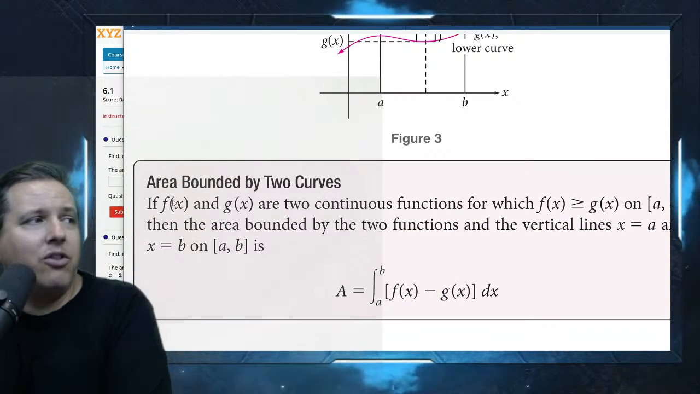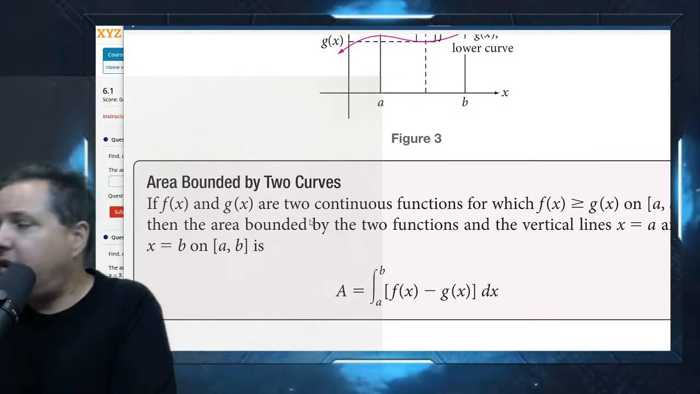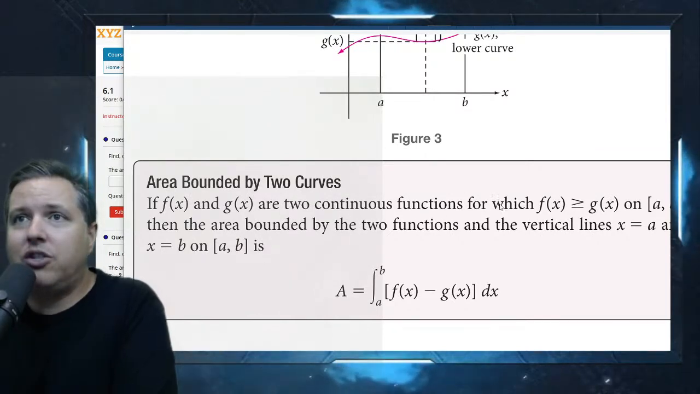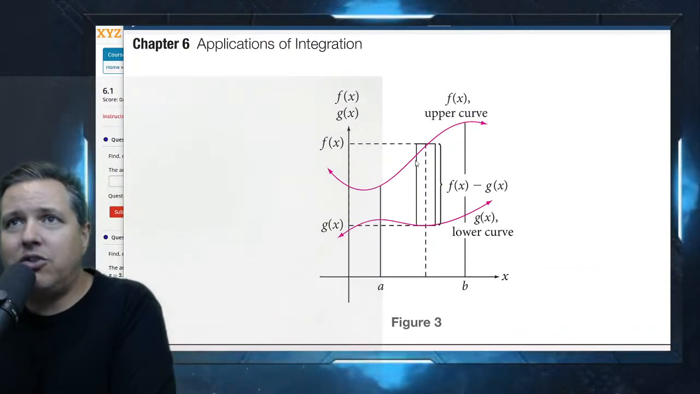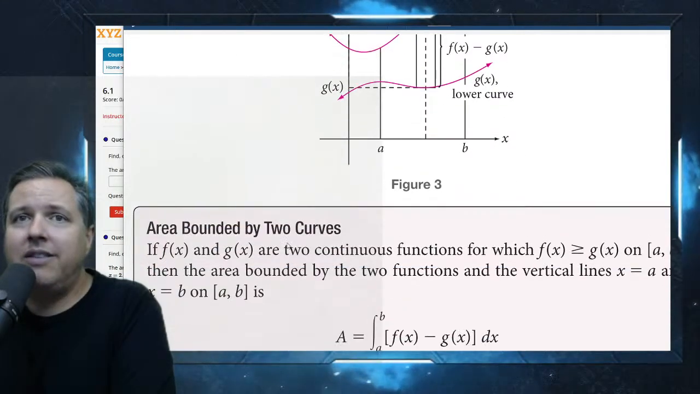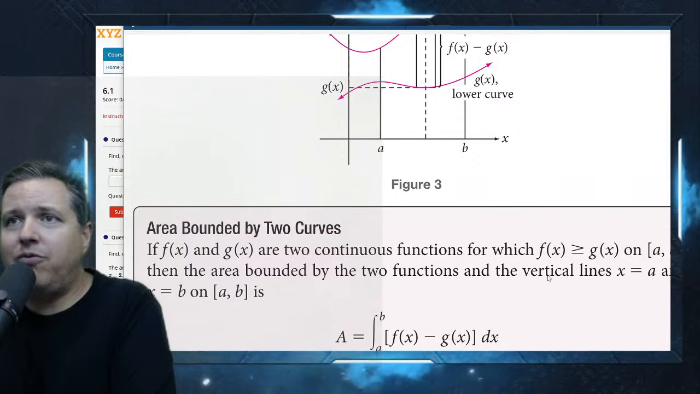So that's why they say here in the formula, if f of x and g of x are two continuous functions for which f of x is greater than g of x on some interval, meaning f of x over this interval is always taller than g of x, then the area bounded by the two functions and the vertical lines x equals a and x equals b is this following formula right here.